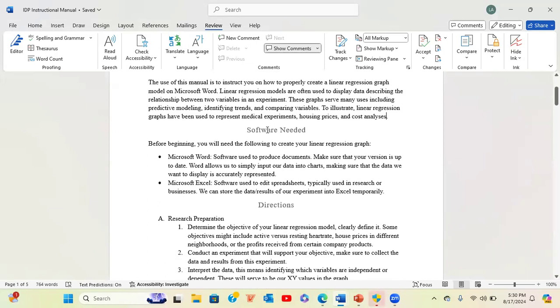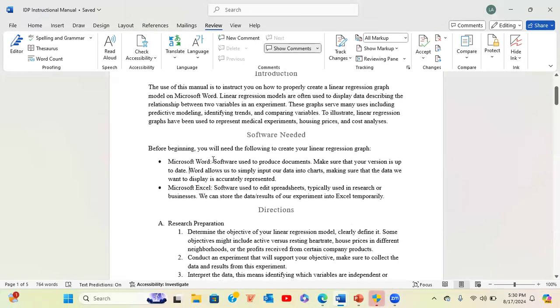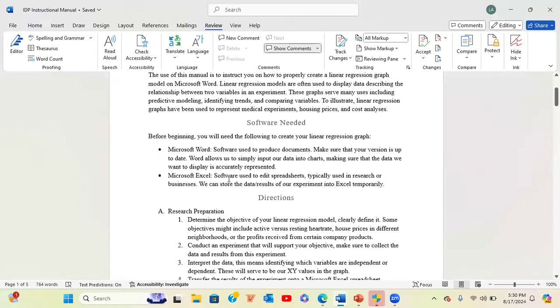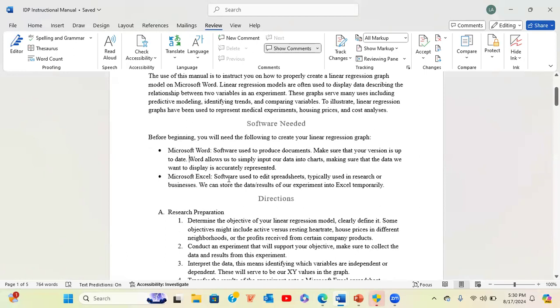Next, I included the software needed. So I wanted users to know that they just needed Microsoft Word and Excel, which are often used in businesses and schools. So that also correlates with my target audience, which would be students, teachers, businesses, any kind of body that wants to describe an experiment or describe the differences or the relationship between two different variables in an experiment.